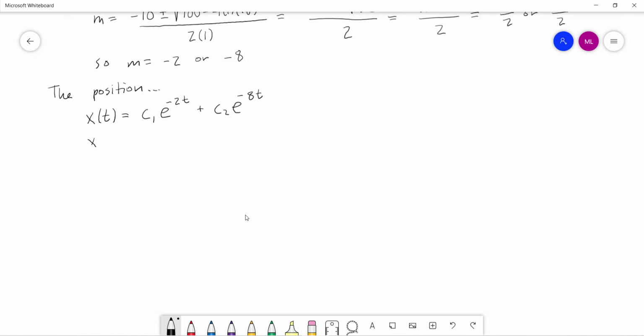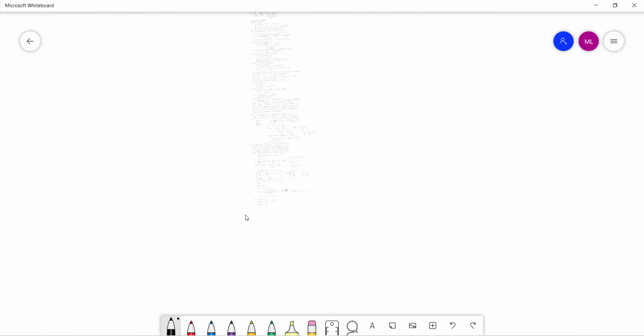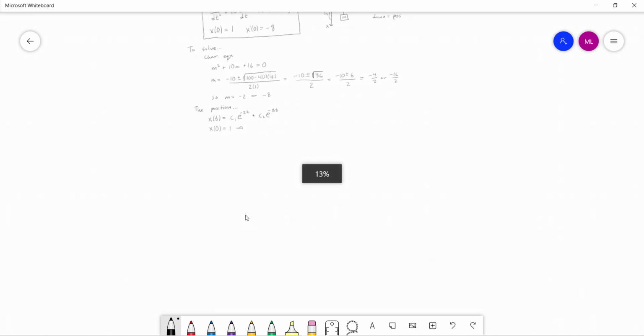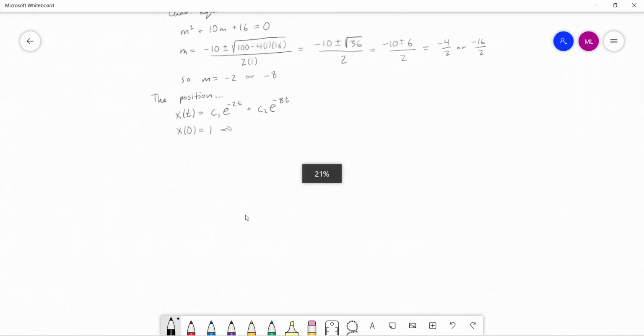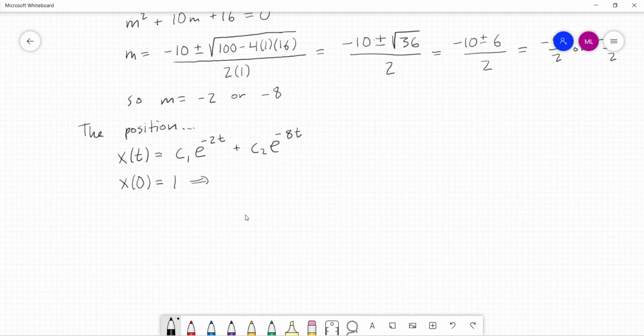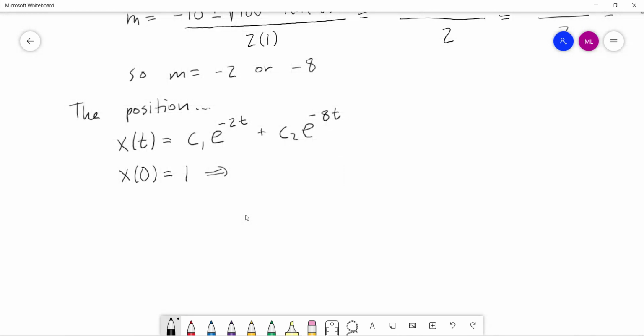But we know that x of 0 equals 1. So when I plug in x of 0, so plug in t equals 0, we're going to get C1 plus C2. That's supposed to be equal to 1. I just got these because both of these powers, when the power becomes a 0, are just 1s.